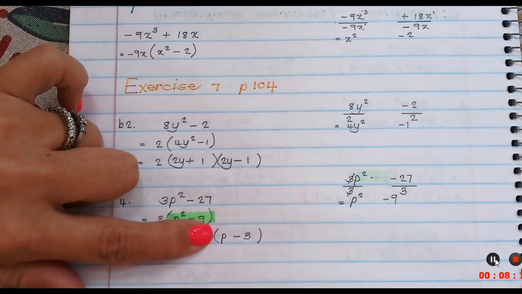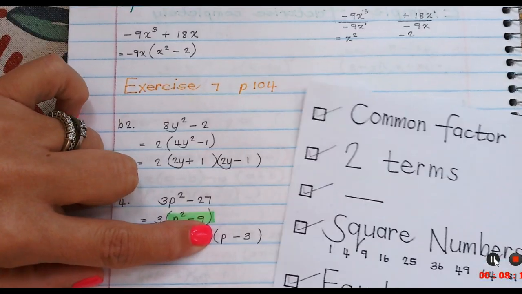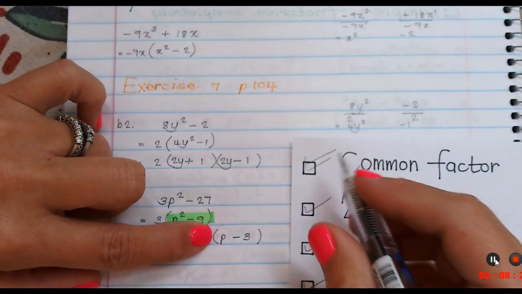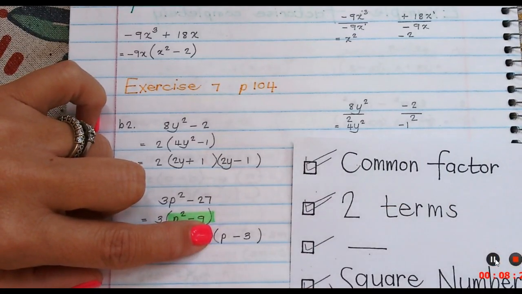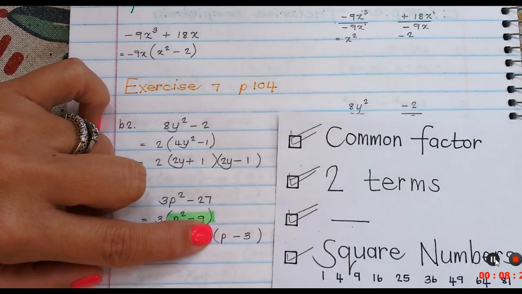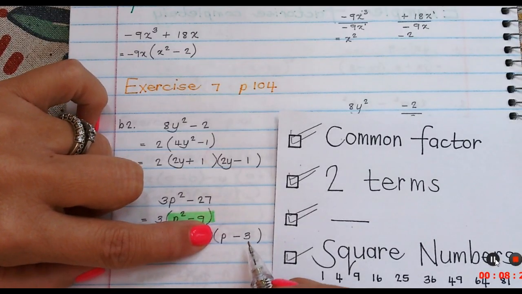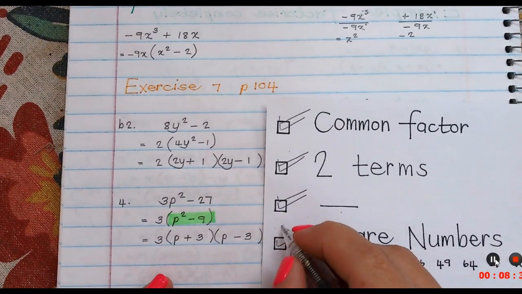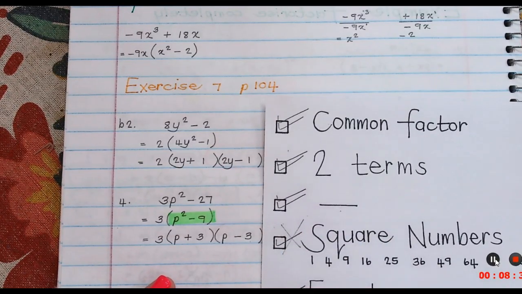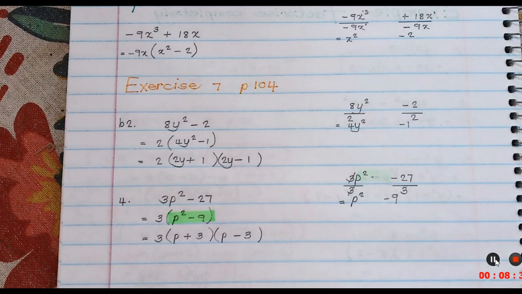I am not done. Let's go back again. I'm done with the common factor. It's still two terms. There is still a negative inside. But the moment that I see 3, I must realize that 3 is not a square number. Therefore, I am done factorizing that one as well.